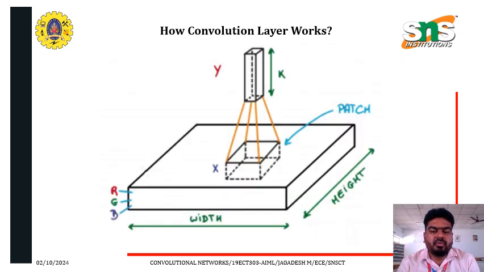So what we have seen in the previous slide is shown here. Here the width and height, then the patch, RGB, the Y and X axes, and K are represented in this image.